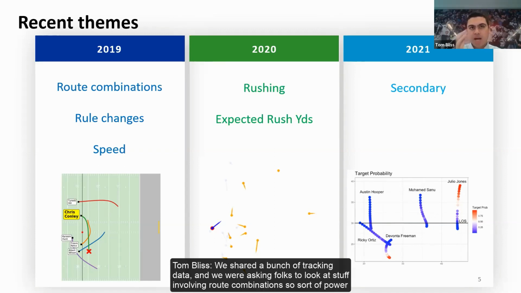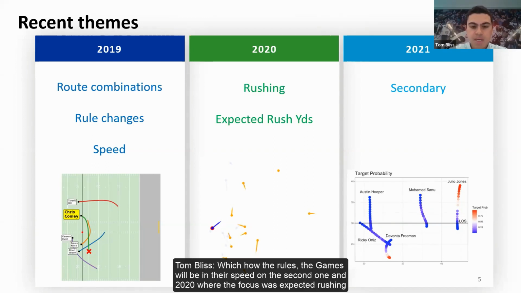We shared a bunch of tracking data, and we were asking folks to look at stuff involving route combinations, so sort of how a receiver might run to try to get open, rule changes, and how the rules of the games will be and their speed.